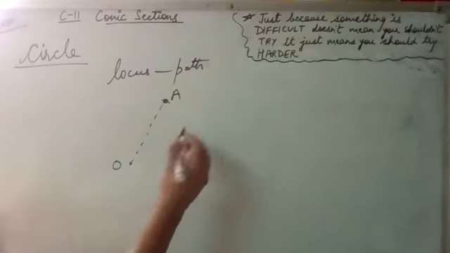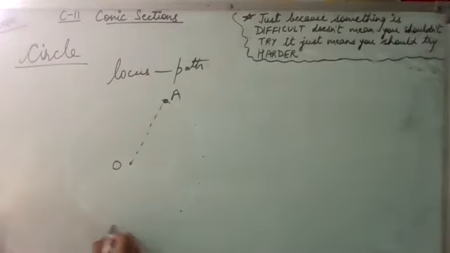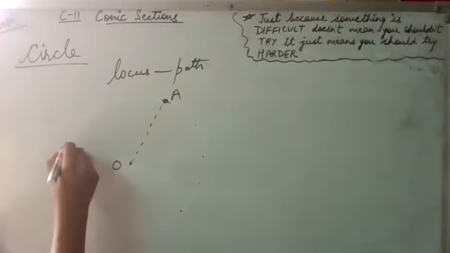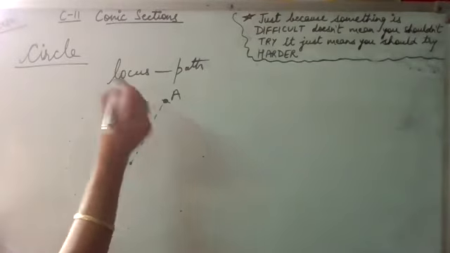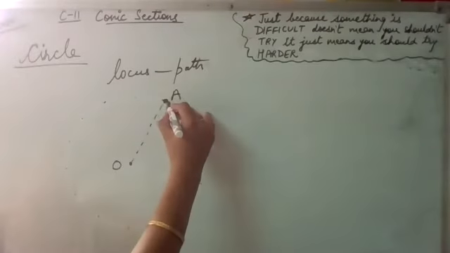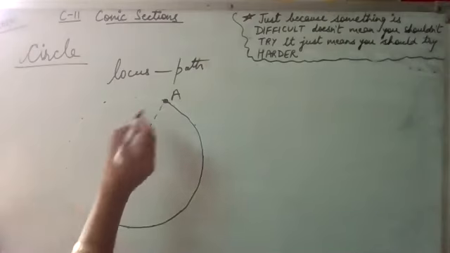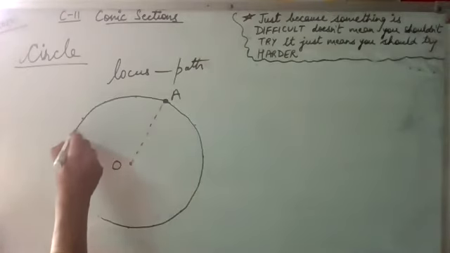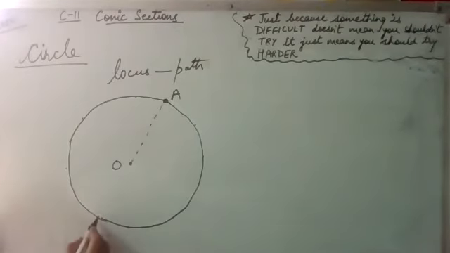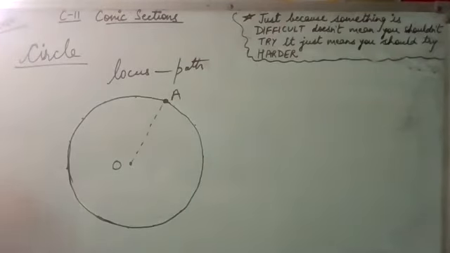A is moving such that it is at a fixed distance from O. So A can move along this path, right? Always this distance OA is fixed. And when we trace this path, we get a circle. And this is what we say, it is the locus of a point which is at a fixed distance from a fixed point. So this is a circle.